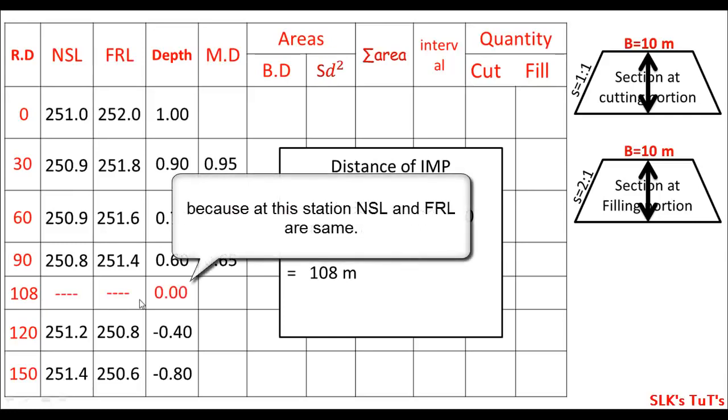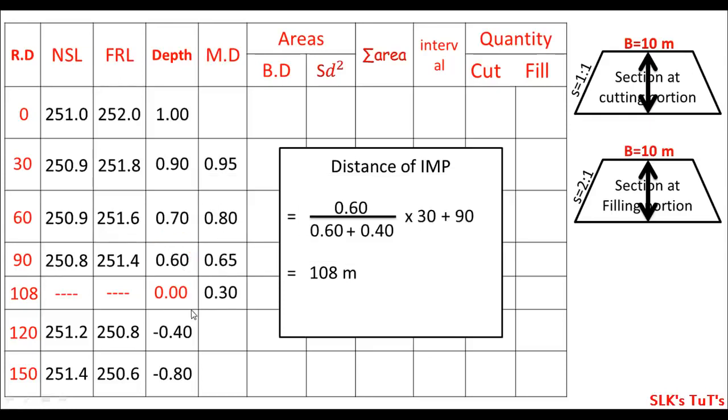Depth will be 0. Now the mean depth will be just, of course, 0.6 plus 0 divided by 2 equals 0.3. And again 0 plus 0.4 divided by 2, this is of course just 0.2 but minus 0.2, right? Because this station has cutting in there, right? And again 0.4 plus 0.8 divided by 2, this is of course 0.6, also minus, okay?